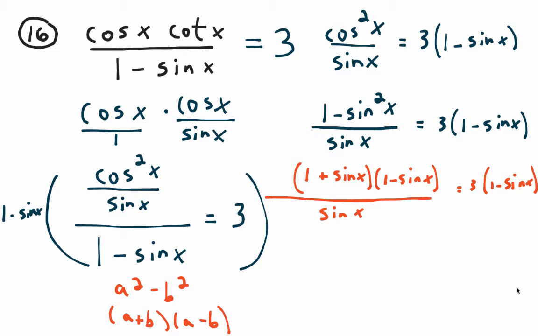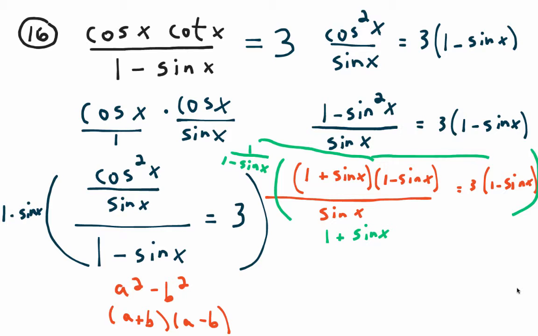Okay, here what I would do is multiply everything by, watch this, 1 over 1 minus sine x. Wow, because over here, 1 minus sine x cancels, and over here, also, 1 minus sine x cancels. So you're going to have 1 plus sine x over sine x, and that's equal to 3. Beautiful.